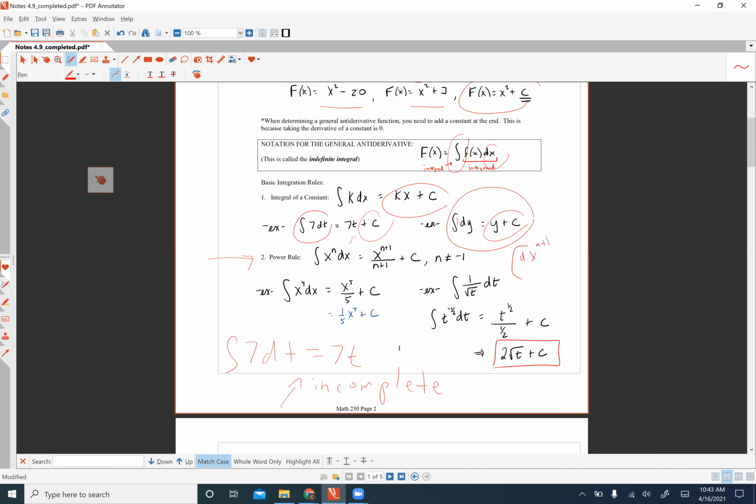The derivative of x to the n plus 1 dx, right? What do you get? You get n plus 1 times x to the n. So we have this factor of n plus one.